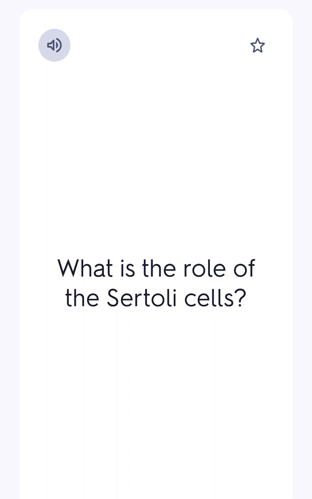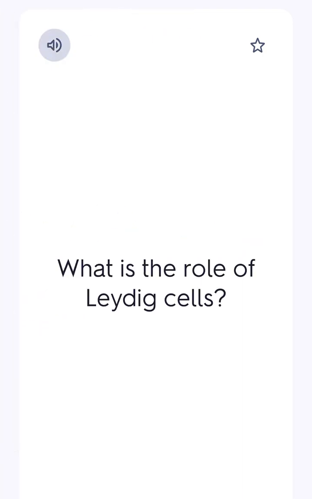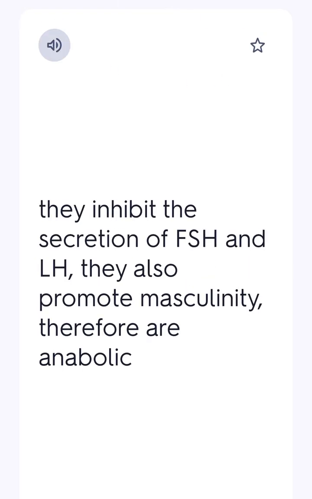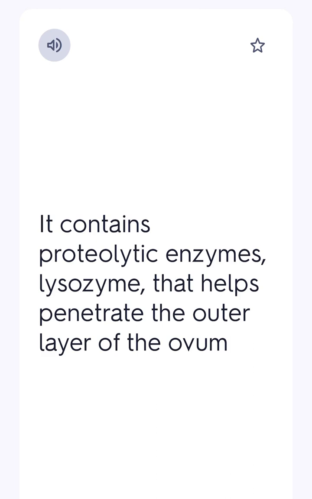What is the role of the Sertoli cells? They form the blood-sperm barrier, produce testosterone. What is the role of Leydig cells? They inhibit the secretion of FSH and LH. They also promote masculinity, therefore are anabolic. What is the purpose of the acrosome? It contains proteolytic enzymes, lysozyme, that helps penetrate the outer layer of the ovum.